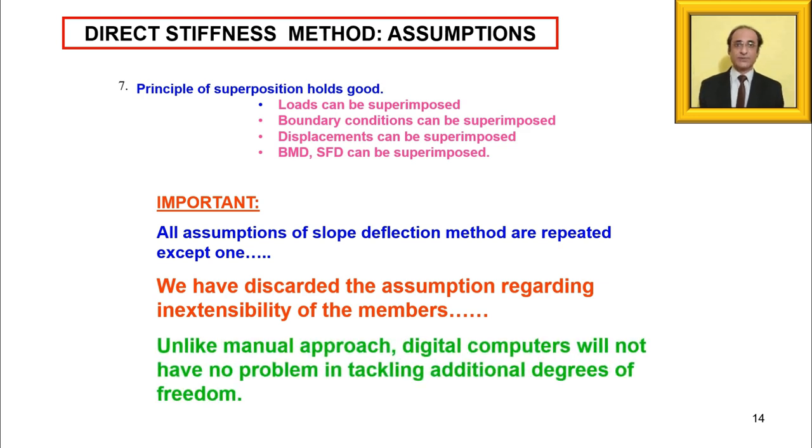So why have we done it? Or in other words, why do we assume the members inextensible when dealing with the manual methods? While dealing with manual methods, our effort is to reduce the complexity of the problem, to reduce the degrees of freedom. So that's why we assume that members are inextensible when solving manually. But here we will not use the manual method. Here we'll use the machine. So that's why we can just discard that assumption regarding the inextensibility of the members. So our members are all extensible.